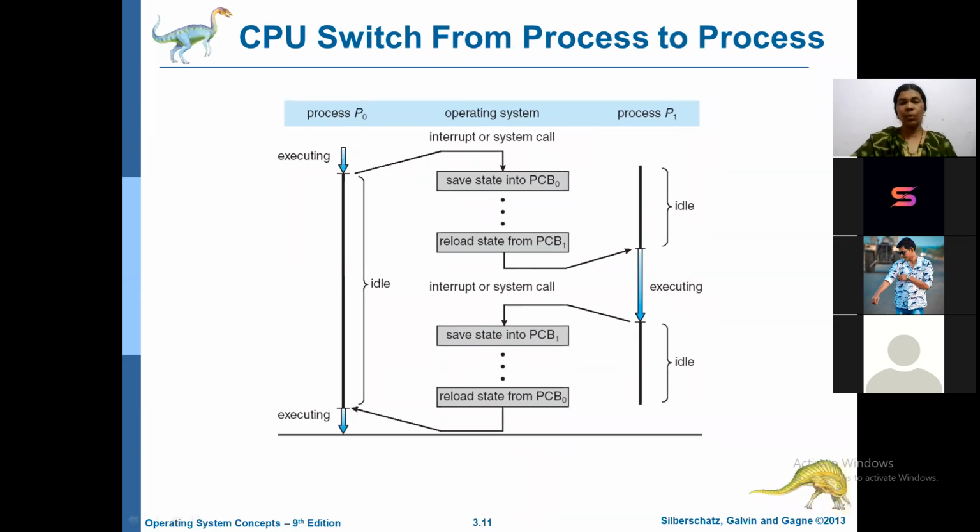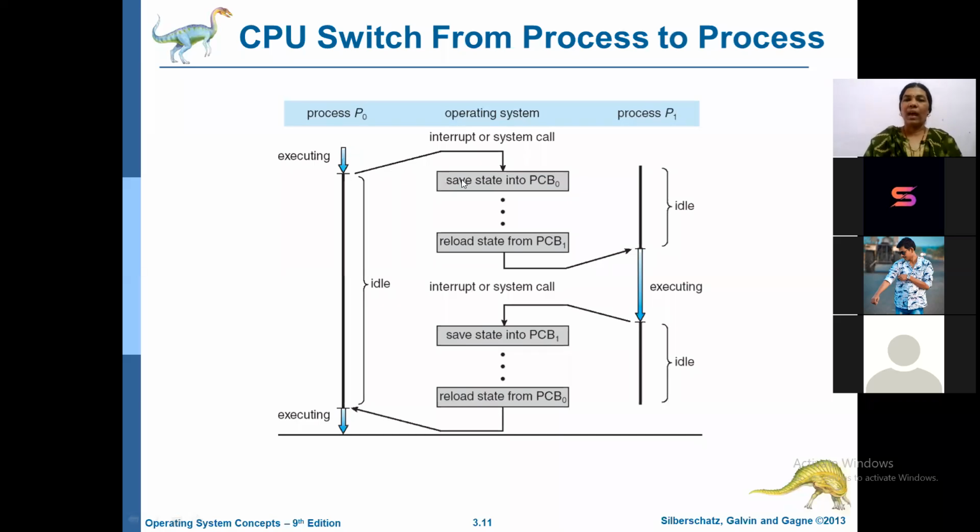Got it? During this context switch, the operating system has to do 4 operations, and these 4 operations are nothing but saving and reloading. Save the state on the lower priority process PCB, reload the state from the new PCB, again save the state on the new PCB and reload the state from the previous PCB. So these are the 4 steps. Two important steps followed by the operating system during context switch are saving and reloading: saving the data onto the process control block and reloading the data from the process control block.